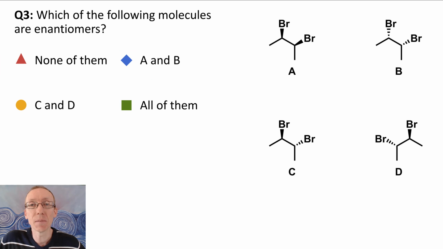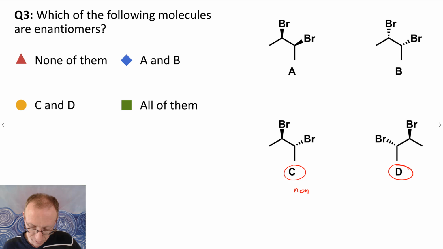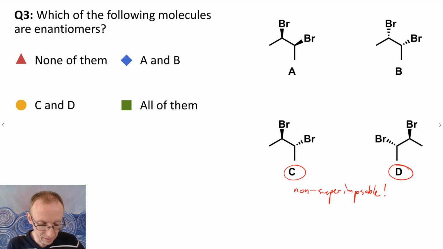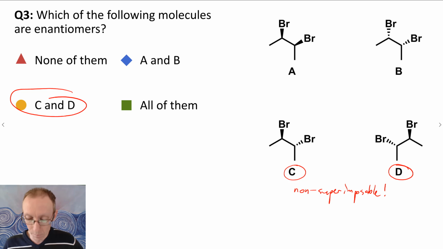Question 3 asks which of these molecules are enantiomers? And really we've already answered this when we looked at question 1. We showed that C and D are non-superimposable mirror images, and therefore it's C and D that are enantiomers of each other. So remember the definition of enantiomers is non-superimposable mirror images, and therefore C and D are the enantiomers here. A and B are the same compound.